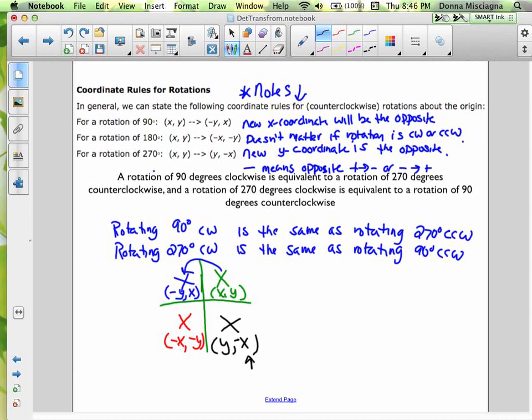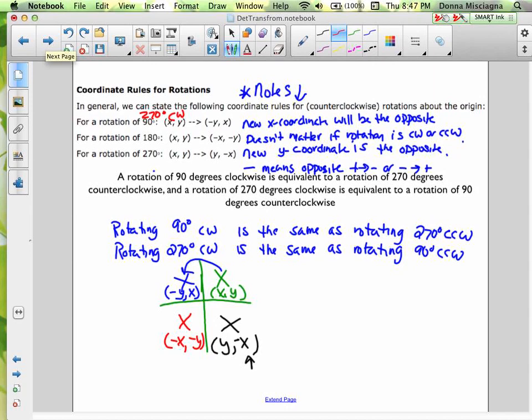For a 270-degree counterclockwise rotation, the new y coordinate is the opposite. When we say opposite, it means that positive becomes negative or negative becomes positive. So the opposite sign. Rotating 90 degrees clockwise is the same as 270 degrees counterclockwise. So whatever the rule is for 90 degrees counterclockwise is also the same rule for 270 degrees clockwise. And 180 degrees doesn't matter which way.